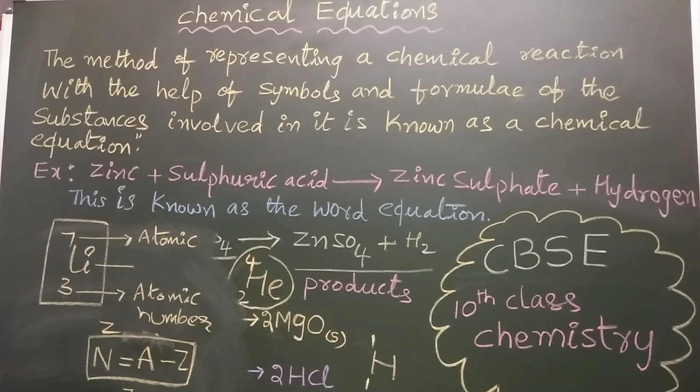First you get the idea about chemical equations, that means we should know the symbols of some elements, and their atomic numbers and mass numbers are also very important, children.